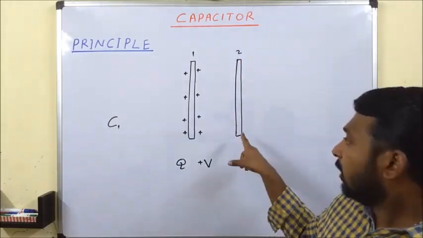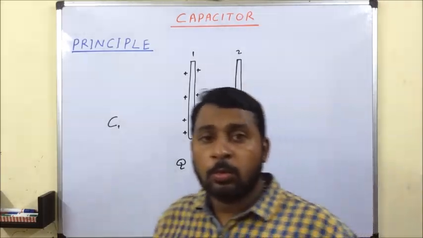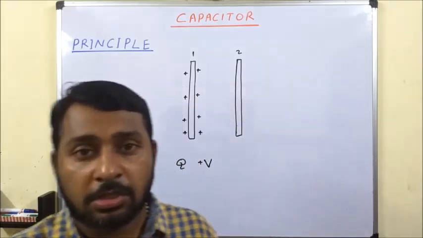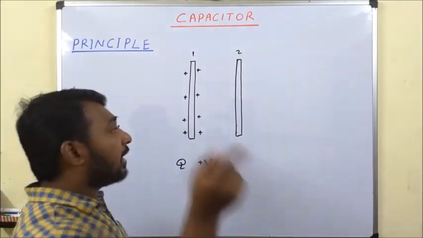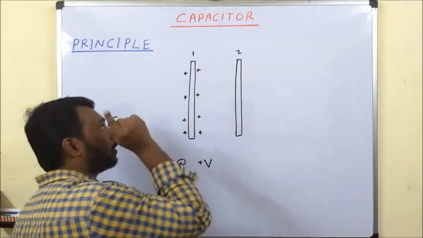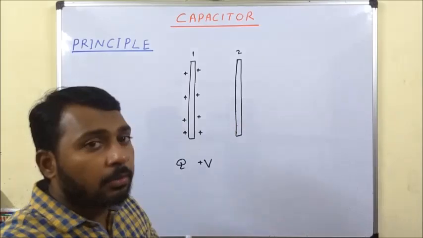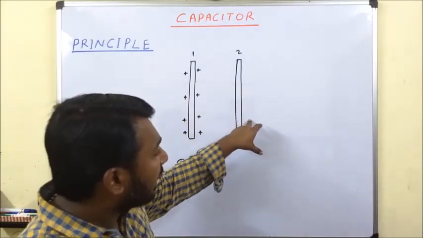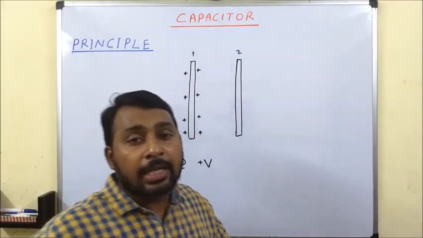Now see here, before I brought it, this plate number 2, this conductor, was uncharged, but it is a conductor. Now it is placed in the electric field of the first one. Why is there a field? Because the first one is already charged, so there is a field around it. When I place this second plate in the field of the first one, there will be electrostatic induction.